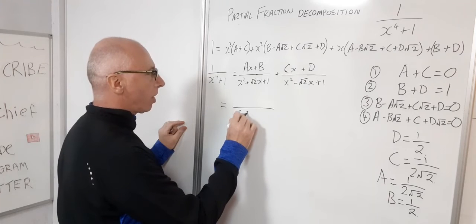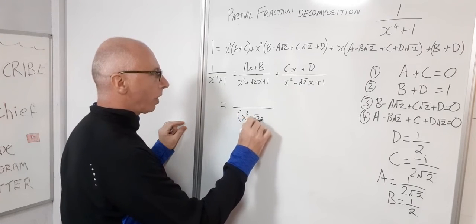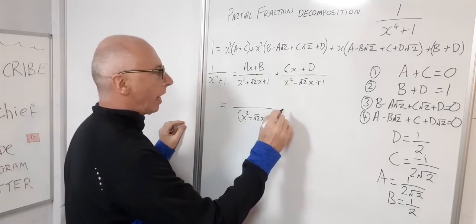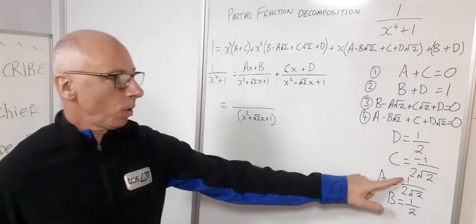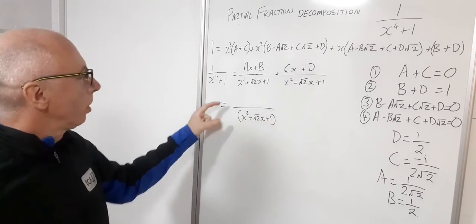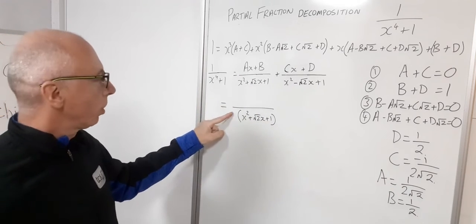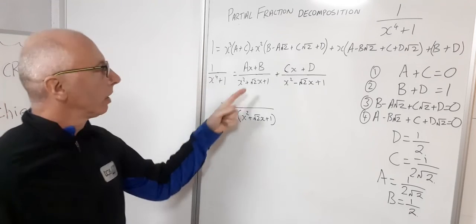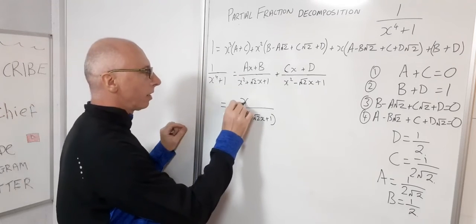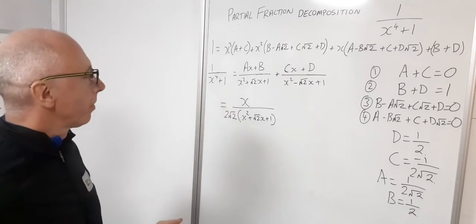So in brackets I've got x squared plus root 2x plus 1, and I've got ax plus b. So my a is 1 over 2 root 2. Well, if I write a 1 over 2 root 2, I'm just going to write 2 root 2 in my denominator and just put in an x. That will take care of that.